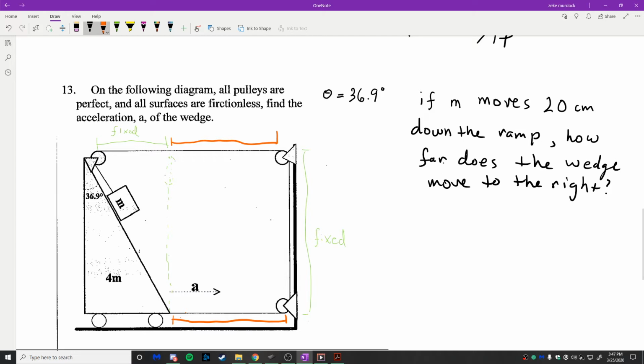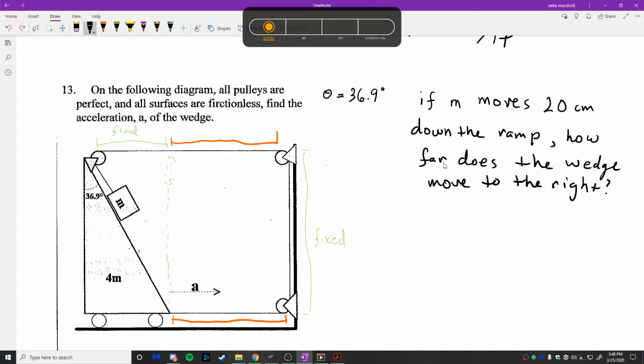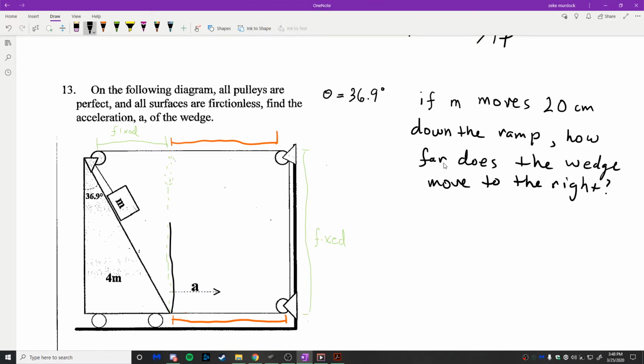So what I would say is going to happen is that if this block moves down 20 centimeters, this length of string and this length of string both have to get shorter at the same time. Does that make sense to you guys? As this one moves down to some position here, and the string comes this way, the entire wedge will have moved, let's say to here.